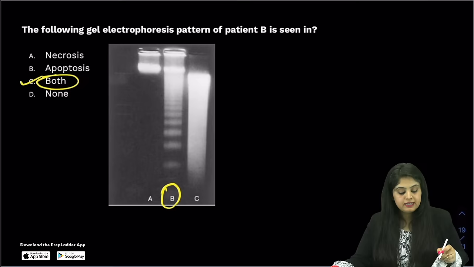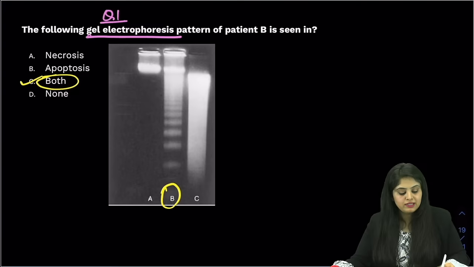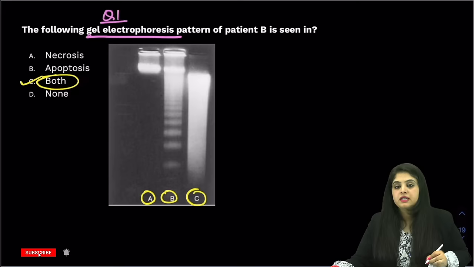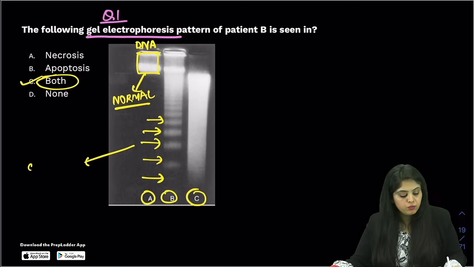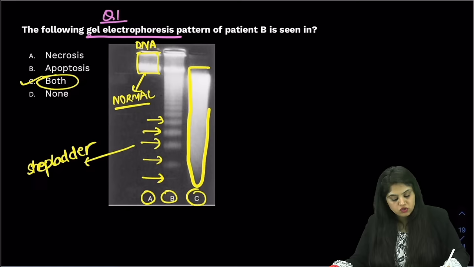Which technique is this? Question number one, this is a technique called gel electrophoresis. Next question, what are patient A, B and C? Patient A, his DNA is totally normal, totally intact. This is a normal person. Very good. Patient B, I can see steps. I can see a step ladder. So here we have step ladder appearance, and in patient C, the DNA has smudged out, as if ink has smudged out, a smear has formed. So this is known as the smearing pattern.